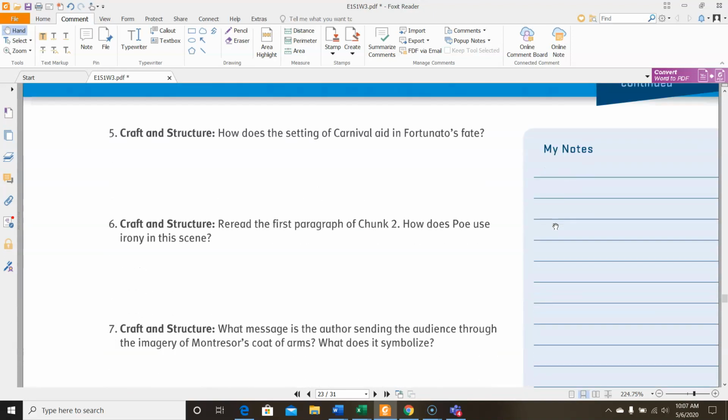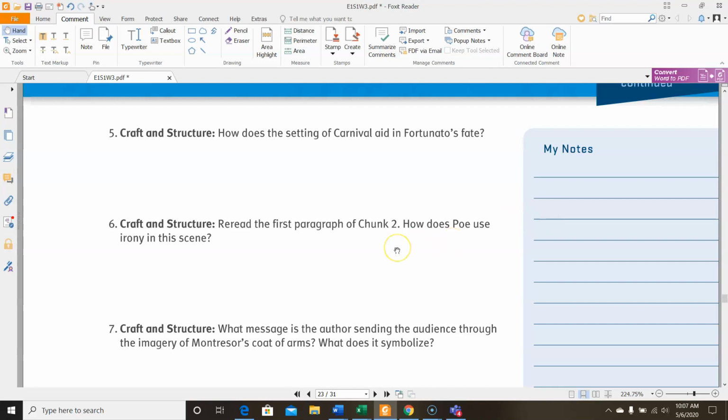For number 5, it says, how does the setting of Carnival aid in Fortunato's fate? So think about how, with all the partying and everything going on, that could have helped what happened to Fortunato happen. For number 6, it says, reread the first paragraph of Chunk 2. How does Poe use irony in this scene? So go back to Chunk 2 and reread the first paragraph.